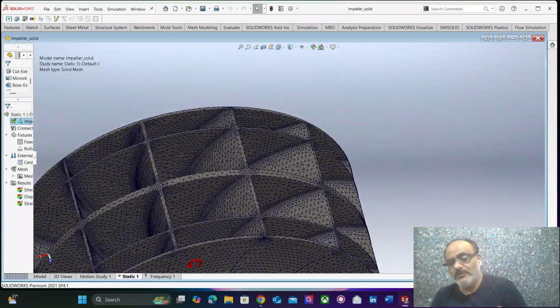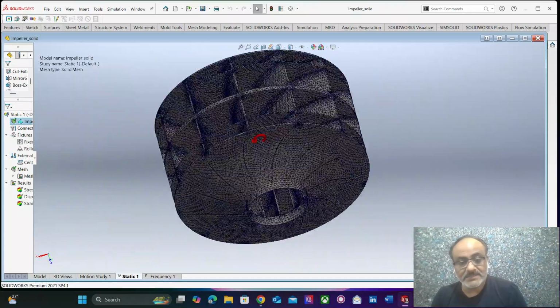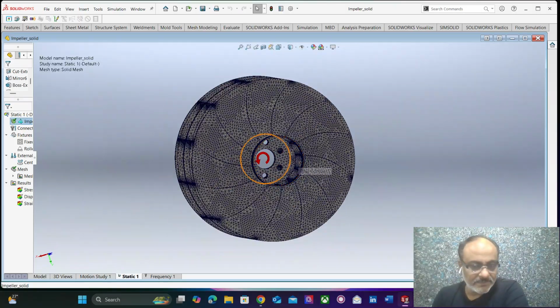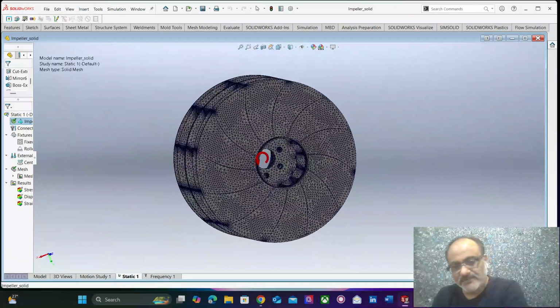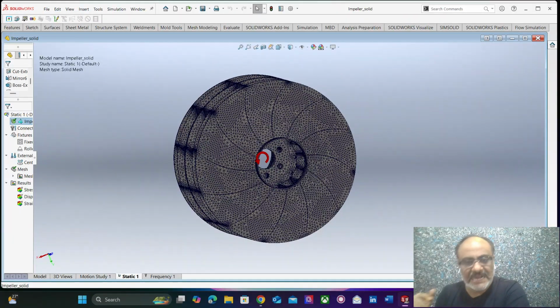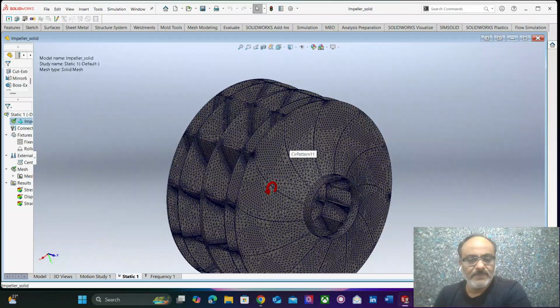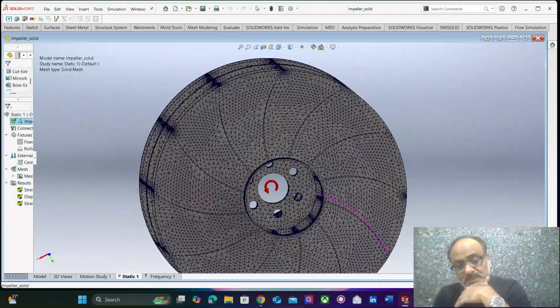Instead of force, we are going to have a rotational velocity at the center of gravity of the structure. So you find a rotational arrow mark. This is nothing but the rotational velocity along the center of gravity. The central axis of the impeller, that is the shaft center, is where we are going to apply 800 rpm. So we have applied 800 rpm, and this is the finite element model.